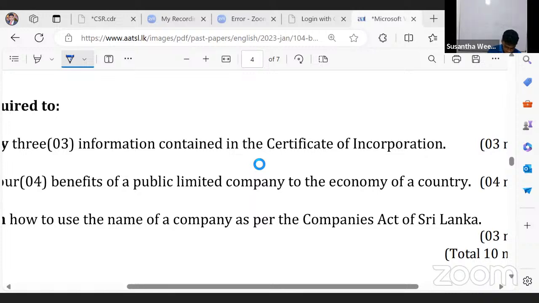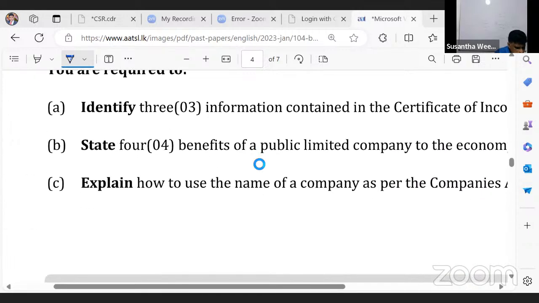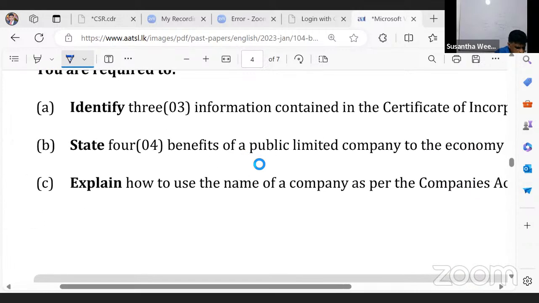Then whether this is a private company or a public company, right? If this is an offshore company, then clearly that is to be indicated in the certificate, and also the date of incorporation, right? There are many, but it is asking only 3. You can write 3, 1 mark for each. In that way, you can get the marks.